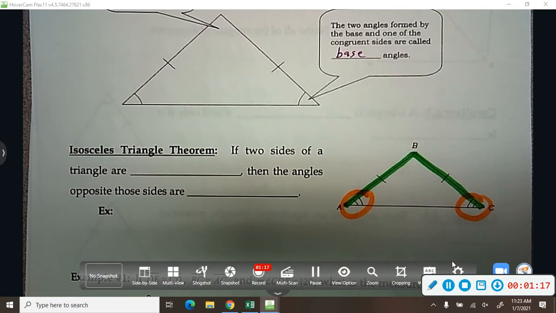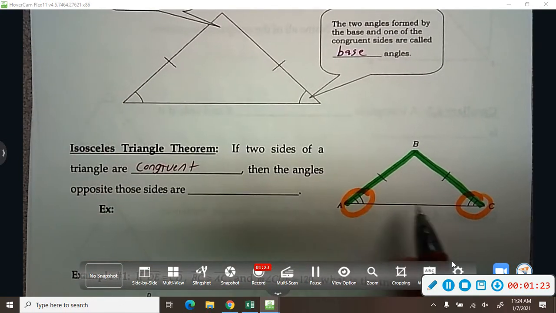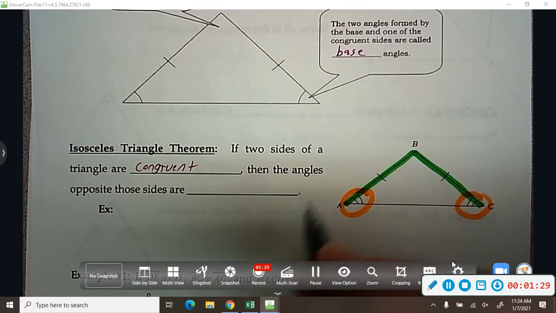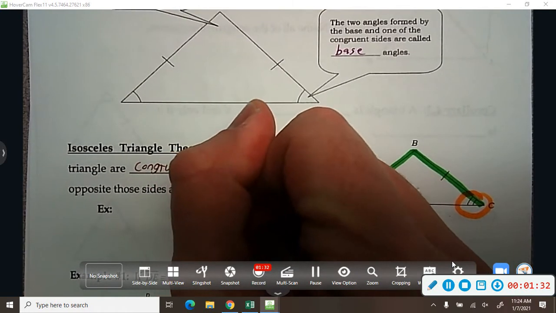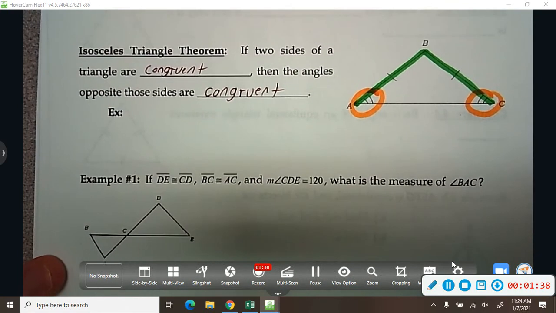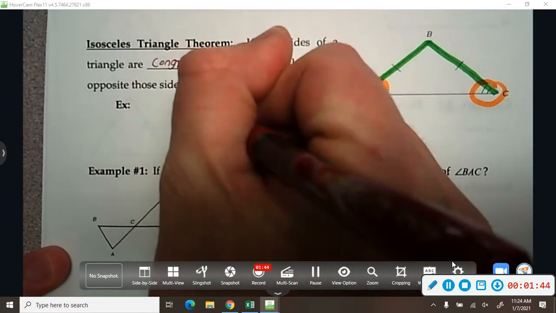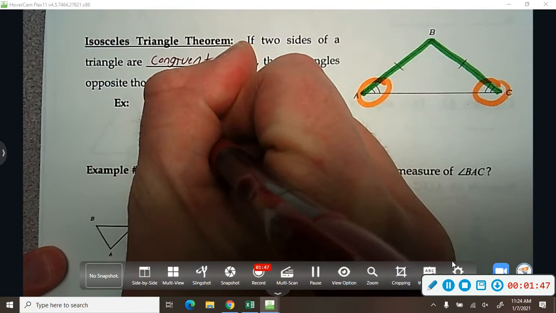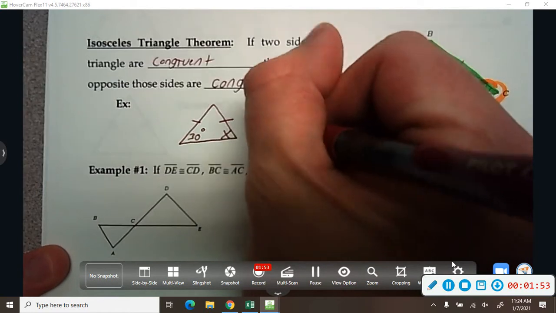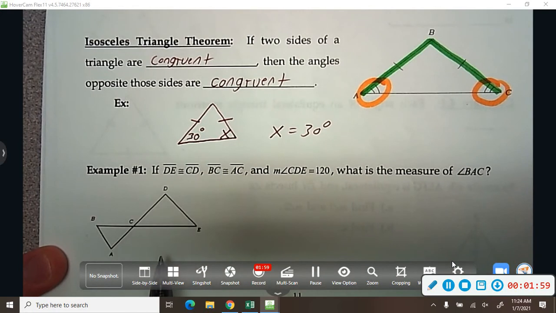So if two sides of a triangle are congruent, so if this is congruent to this, then the angles opposite those sides are also congruent. So an example, let's say I have this, and I said that this equals this, and I said this is 30 degrees, and I said what is x? You would say x is 30 because the base angles should be congruent.